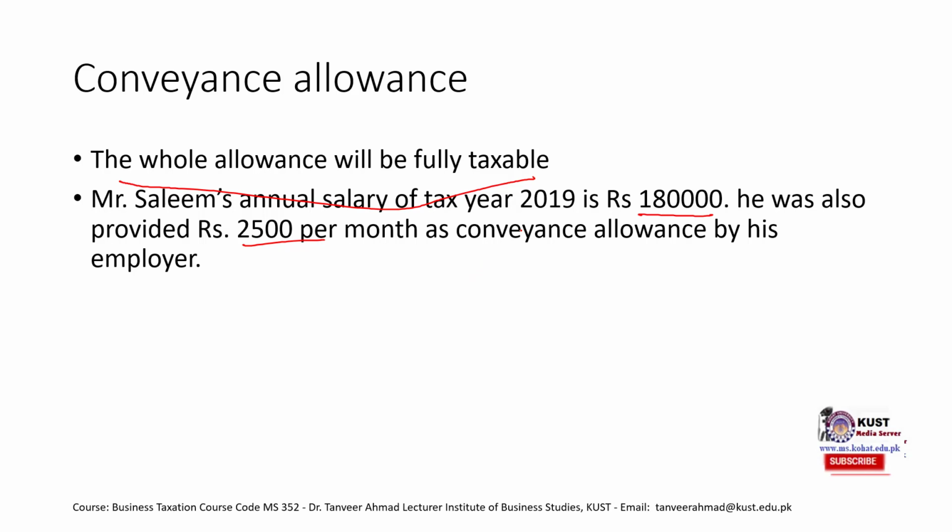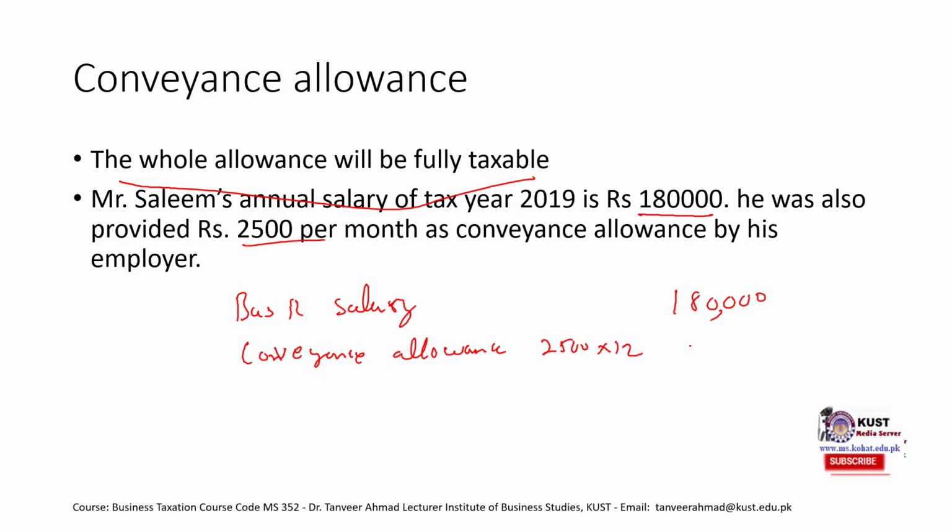So in this case, we first write the basic salary again. So basic salary would be 1,80,000. Then we would add conveyance allowance, and that would be 2,500 per month into 12, and that would be 30,000 rupees, and the total amount would be 2,10,000. So this is our taxable income.